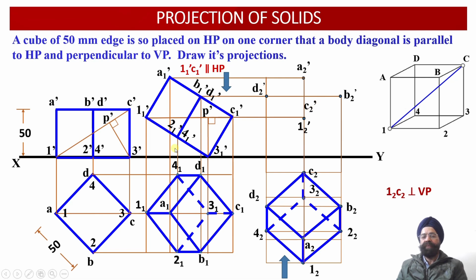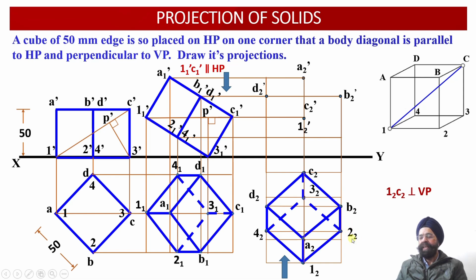Now the next points which are available with us are 2_1' and 4_1'. So from 2_1' and 4_1', we have drawn a horizontal projector line. Wherever this horizontal projector line intersects with the vertical projectors which are emerging from the points 2_2 and 4_2, we are going to obtain another 2 points in the front view projection.